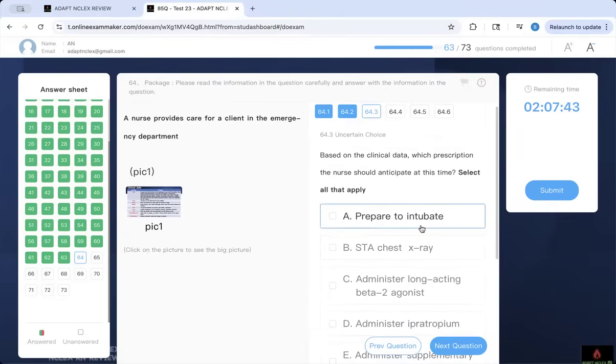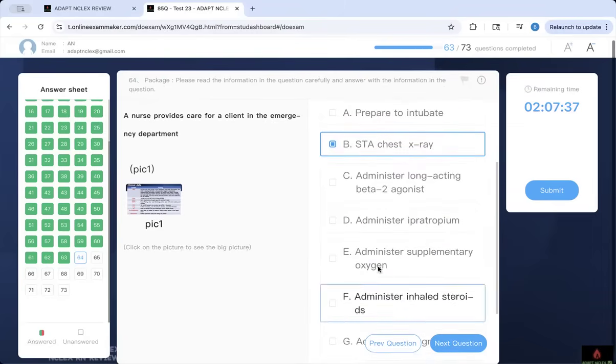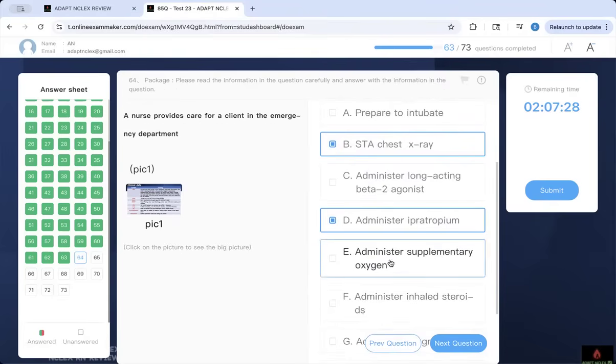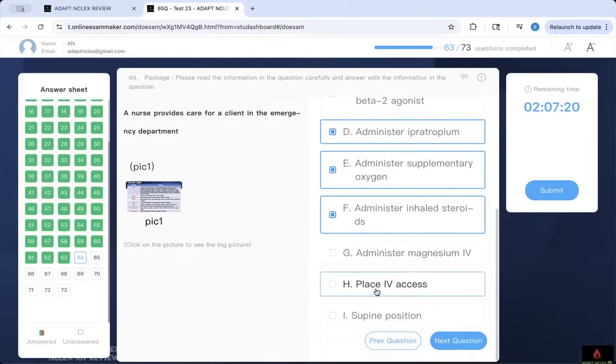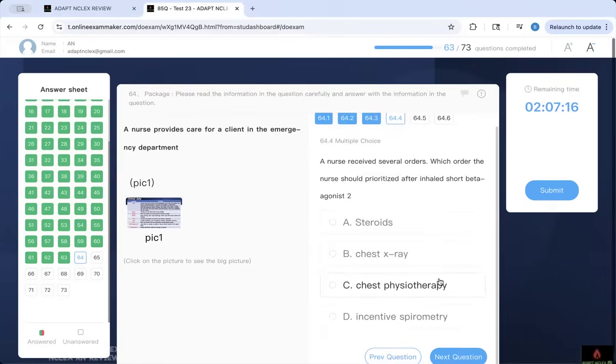We're not going to intubate them right now unless they are not doing well. We can get a chest X-ray to see what is going on. We're not going to give them long-acting beta agonist, short-acting. They will need ipratropium. They will need oxygen. They will need inhaled steroid. We're not going to give them magnesium right now unless they're not doing well. We place an IV and we're not going to put them in the supine position.